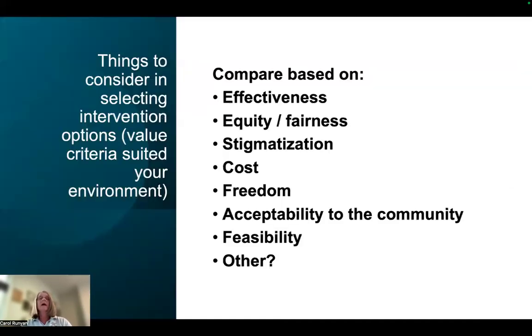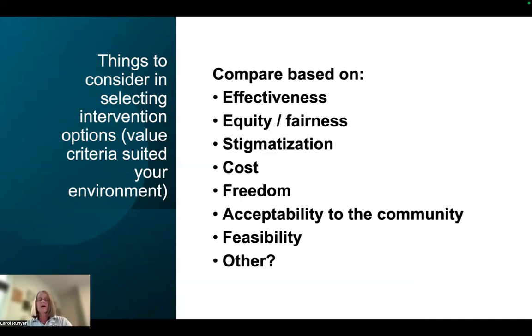So the third dimension forces you to compare the different types of interventions that you might have come up with using the matrix by the values that you consider important in your particular environment in which you're working and the particular problem you're working on. Some of the key ones that we use have to do with effectiveness. Does it work? Is it fair? Is it equitable? Does it stigmatize? Because usually we don't want it to stigmatize.